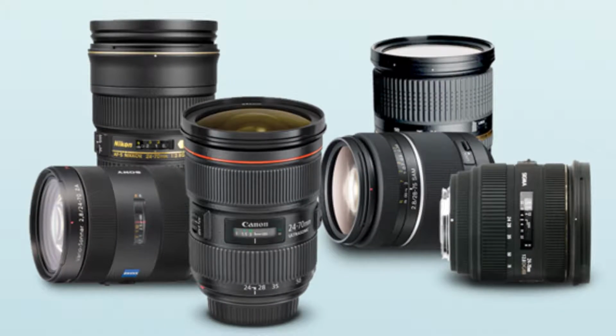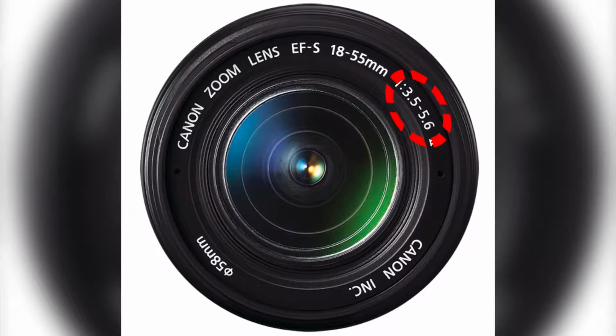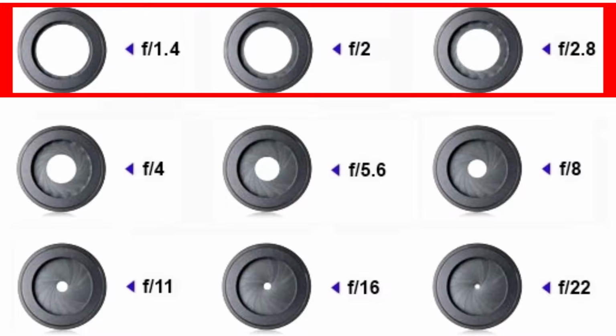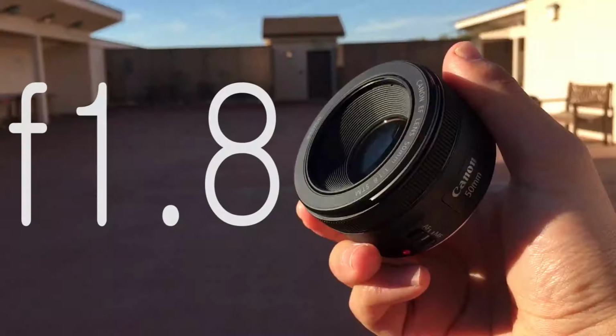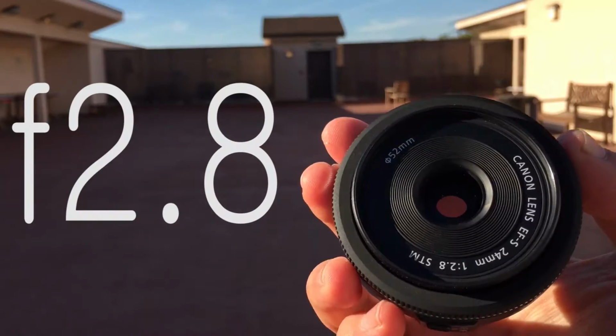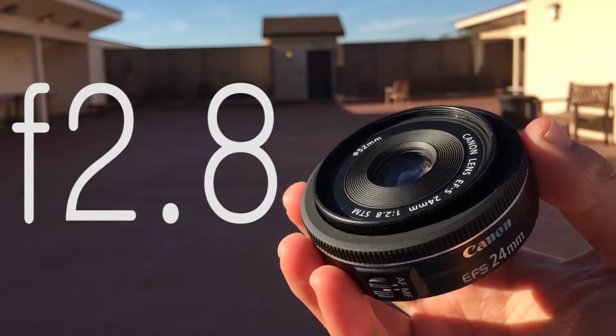What most people are referring to when they are talking about a fast lens is the f-stop on a lens. Pretty much any f-stop of 2.8 or greater is considered a fast lens. And the reason why those types of lenses are able to produce a shallow depth of field is because of their ability to open up and let in more light. I currently own 2 fast lenses, the Canon 50mm f1.8 and the Canon 24mm f2.8 pancake lens.